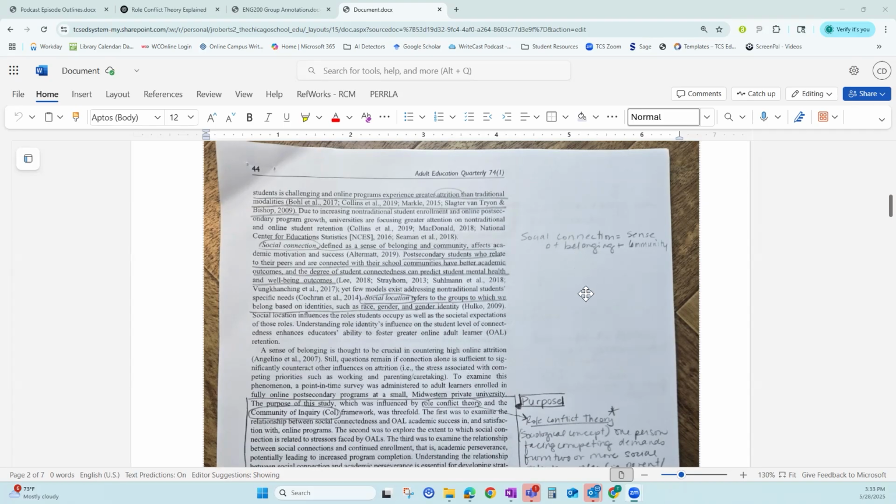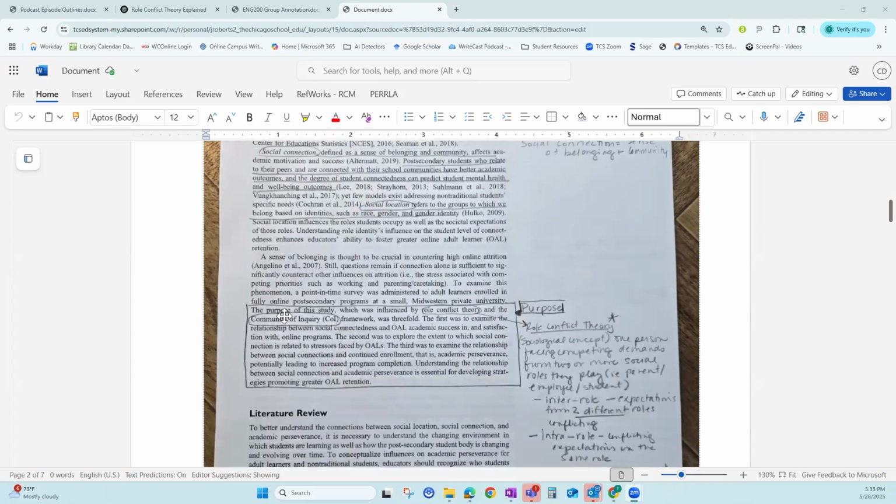So then I wrote things in the margin that I thought were really important. Like this is where they go over the purpose of the study, which, if you're reading a scholarly article where they're doing research, you want to find the purpose of the study always. Within that purpose, there were a couple of terms that I didn't really understand. I don't have any background with role conflict theory and community of inquiry. I don't know what those things are. So I had to look them up, and we'll talk about how I did that.